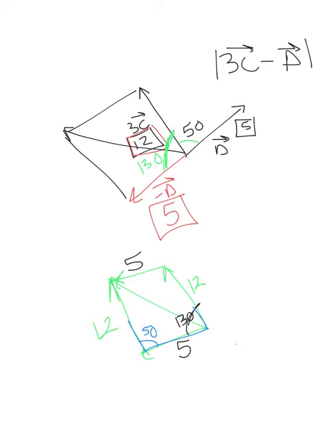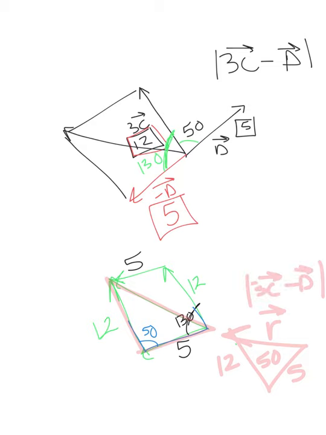If I use a highlighter here and look at this part of the triangle right here, I have a triangle with sides 12 and 5 and an angle of 50, and I would be able to find my resultant, or my 3C subtract D. Again, you would be using the cosine law to figure this out, since you know 2 sides and a contained angle.